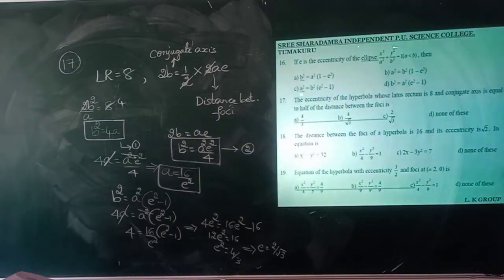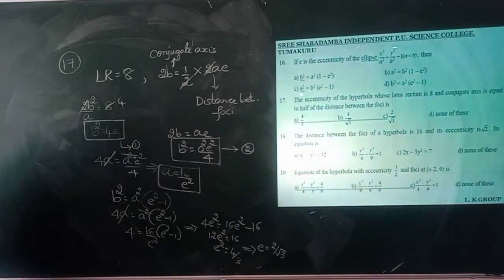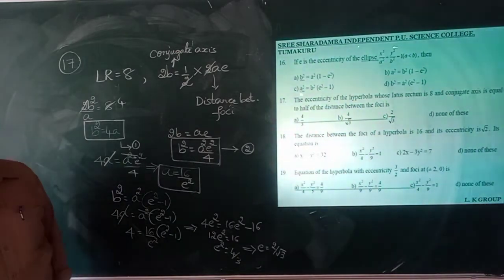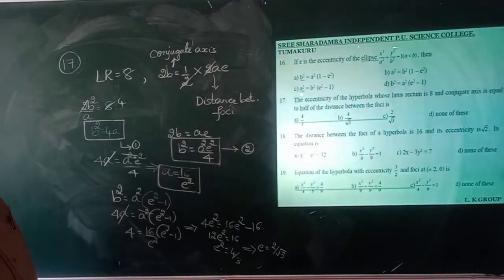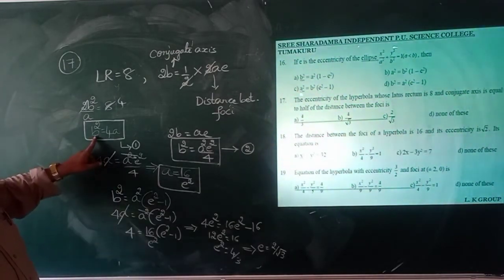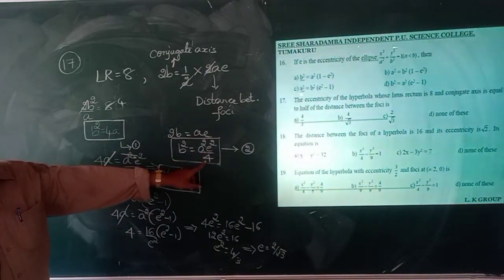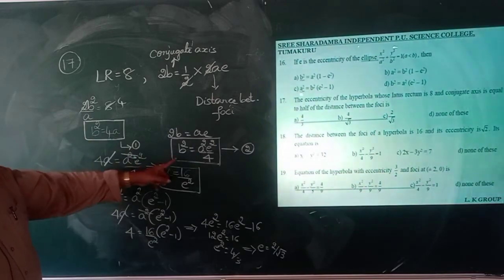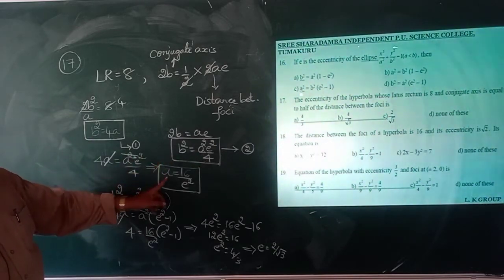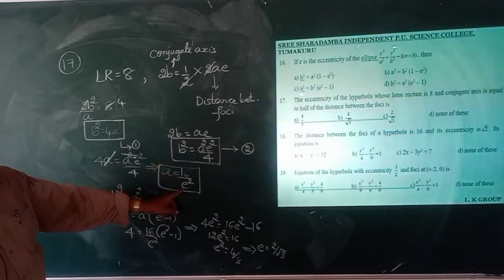So here there are 2 to 3 important formulas. One is latus rectum formula, 2b square by a. Another one, conjugate axis 2b, distance between foci 2a. b square is equal to 4a and b square is equal to a square e square by 4. Equate these two. After equating, you will get a is equal to 16 by e square.